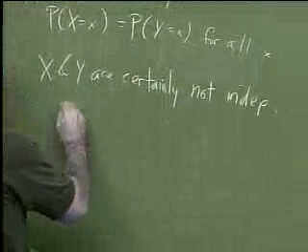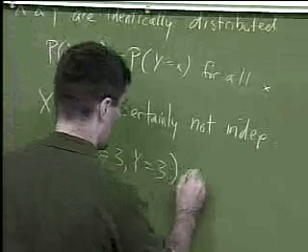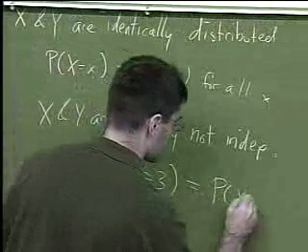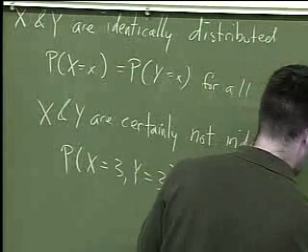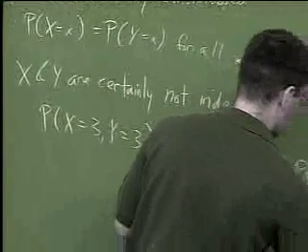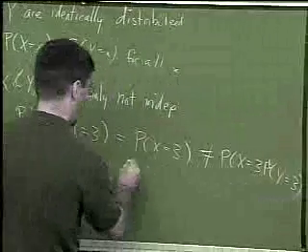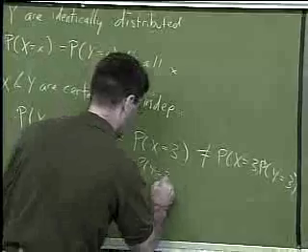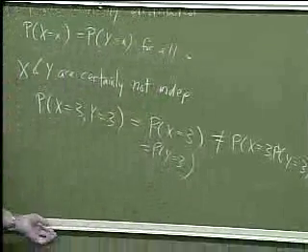Right? The probability that X equals 3 and Y equals 3 is going to equal the probability that X equals 3, which is not going to equal the probability that X equals 3 times the probability that Y equals 3. It also equals the probability that Y equals 3. Right? People with me?